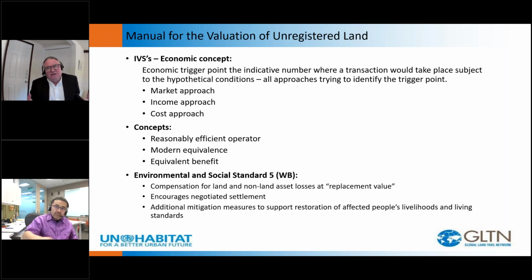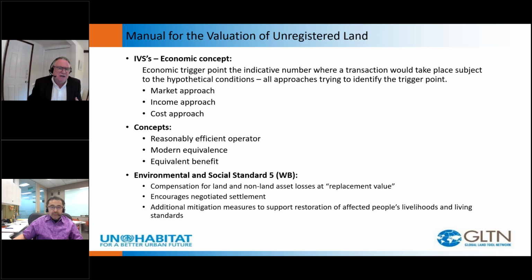We have various concepts that we deal with as valuers. A reasonably efficient operator: who is the individual who, not the best in class, not the worst, but somebody who would be running an agricultural business, a fishery, in a reasonably efficient way. We look at modern equivalents.